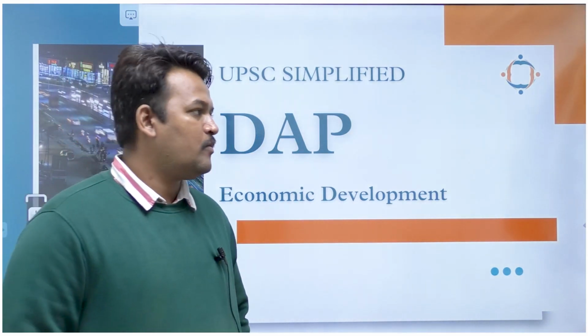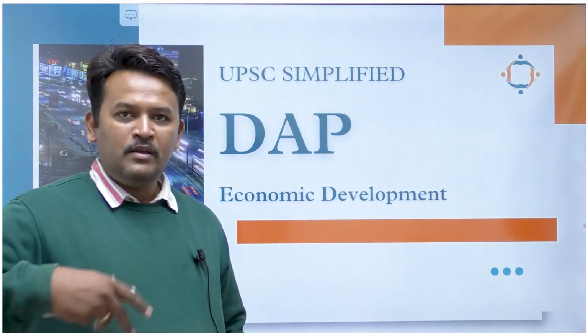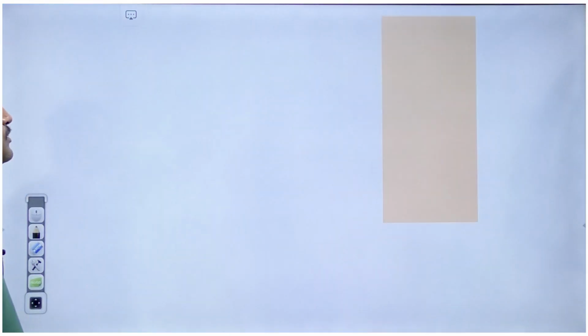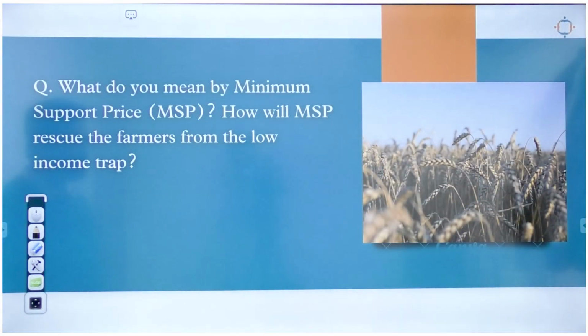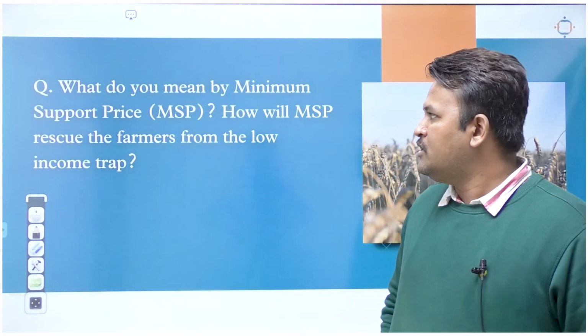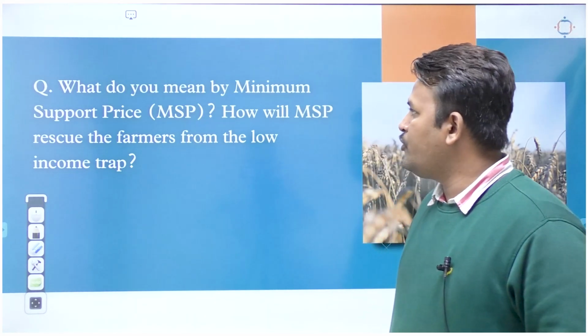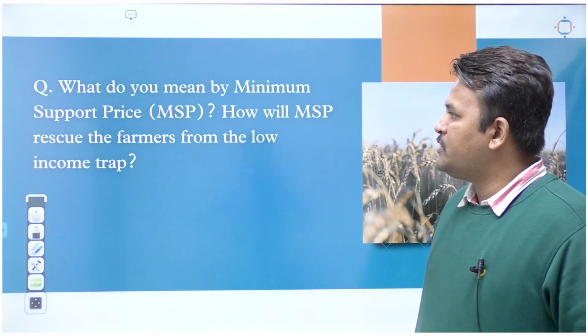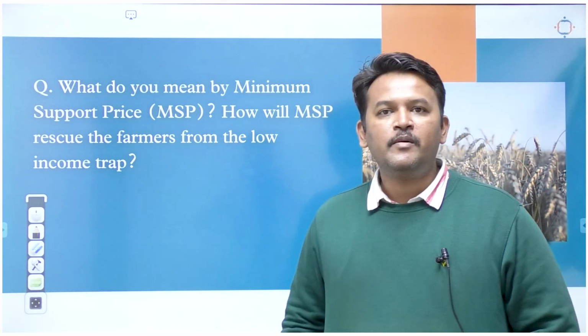In this series, we are going to discuss two questions today from the economic development part, which comes under the GS3 paper. Okay, we'll move to the question. This is the most important question in my opinion, because there is a lot of discussion around this MSP topic, right? So, the question is, what do you mean by minimum support price? How will MSP rescue the farmers from the low income trap?